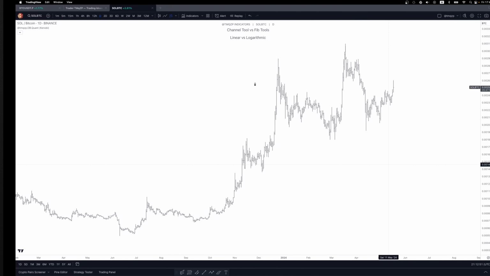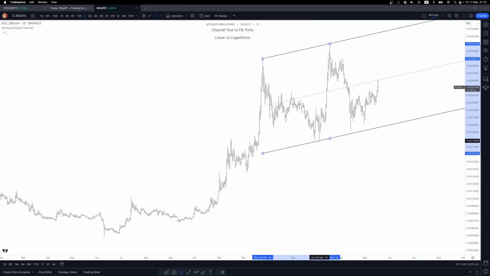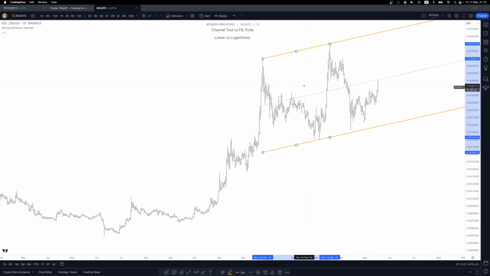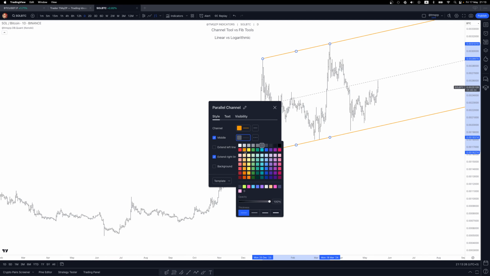Right, so let's look at the chart and show you what I mean. So we have channel tools versus Fib tools, linear versus logarithmic. We're on the Sol Bitcoin chart on the daily time frame right now. And let's just apply a regular channel tool, right? So we have a channel tool and we say we want to highlight this diagonal channel here. Now, first off, if I select this channel, right now it's black, but I want to turn it orange. It turns orange, but the middle line doesn't. I have to go into the settings and specifically set the middle line to orange as well.